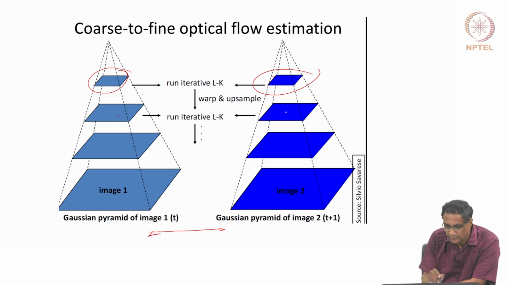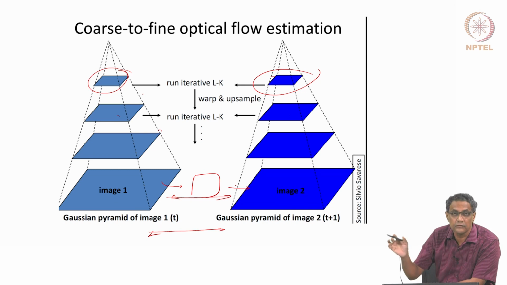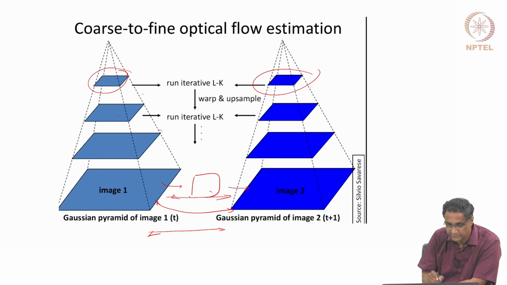And then the warped image is what you would compare with the other frame. Now again, because of the warping, your optical flow difference is less, and again you would compute an optical flow at that resolution, then use that, then upsample again. So by the time you come here, the warped version of this, which you're going to compare with this, is already quite close to this one.